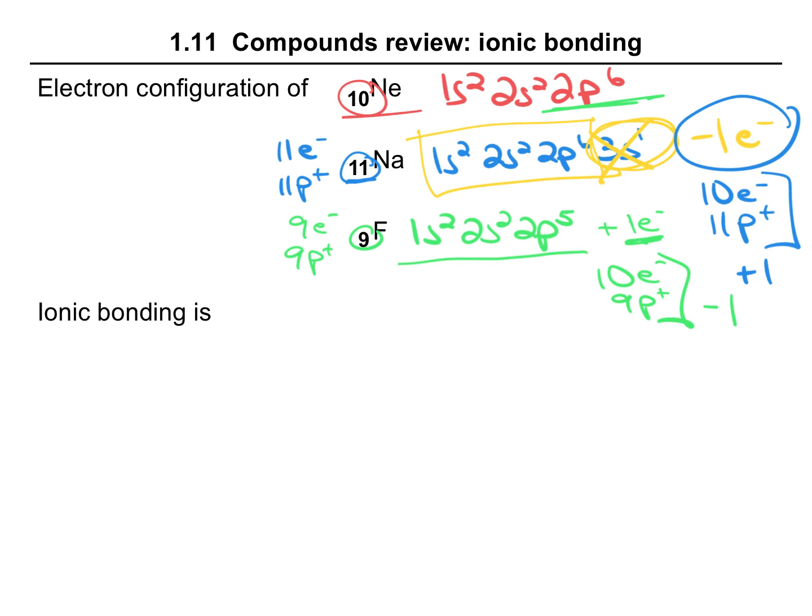We can think about how sodium and fluorine can come together in ionic bonding. So with ionic bonding, what we're really talking about is an attraction between opposite charges.